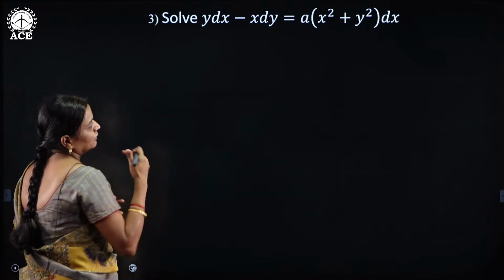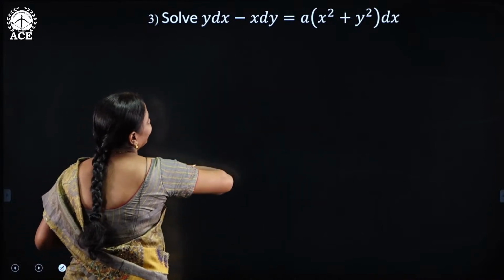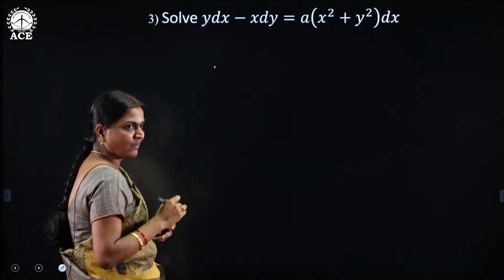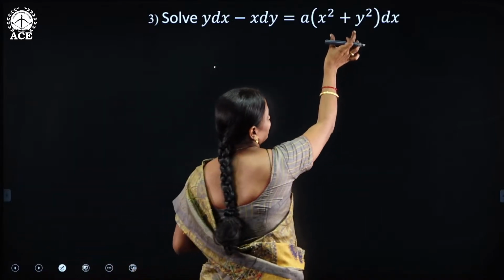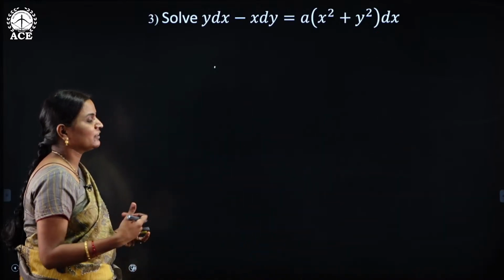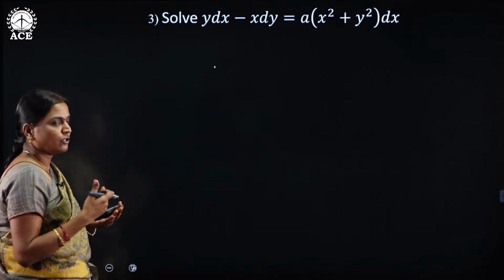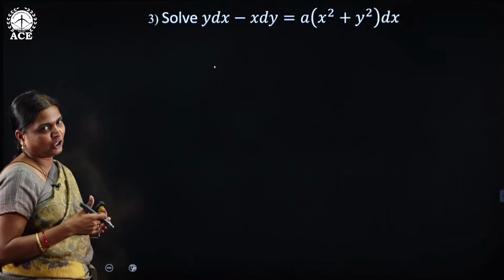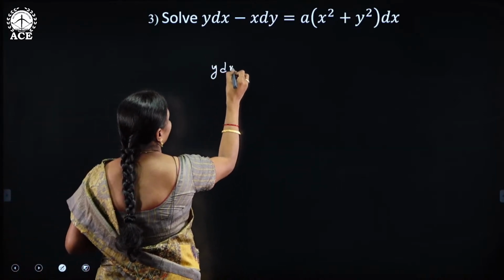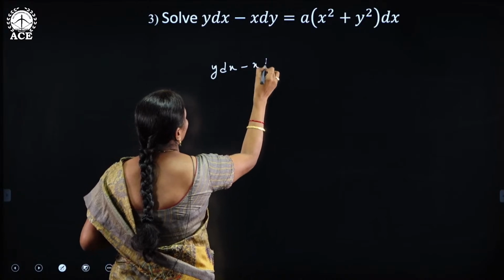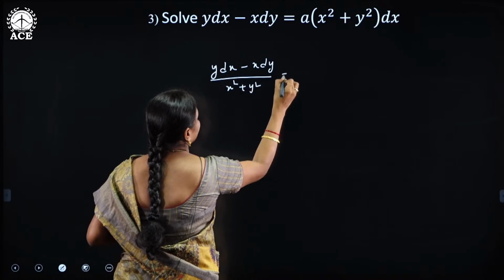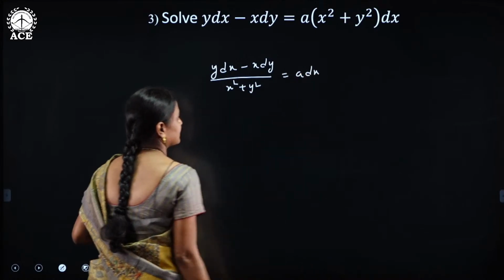So how to regroup the terms? If we divide the entire differential equation with x square plus y square, the right side term is an exact differential and on the left side there also exists one exact differential coefficient formula. So dividing with x square plus y square, y dx minus x dy by x square plus y square is equal to a into dx.